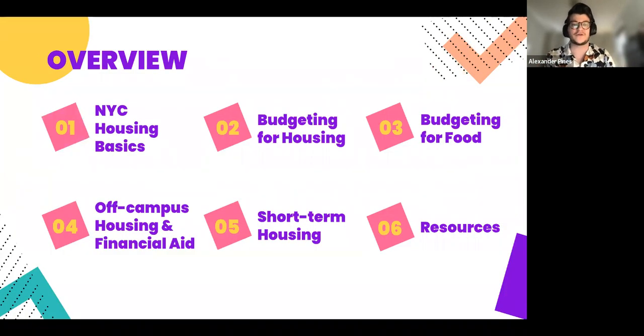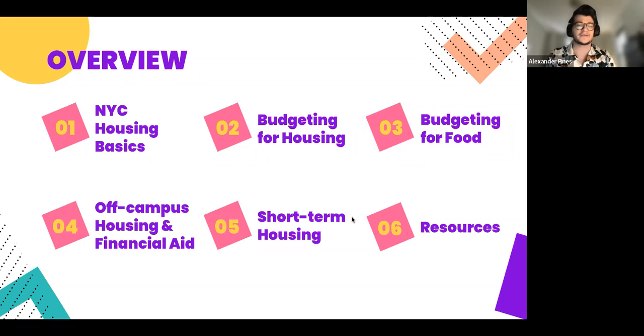Here's a quick overview of what we'll be talking about. I'll spend a little bit of time going over some very basic terms and definitions that will help you understand the rest of the material. Then we'll spend the bulk of our time thinking through how am I going to budget for housing? How am I going to budget for food? How do I come up with these budgets? What are some figures that are realistic?